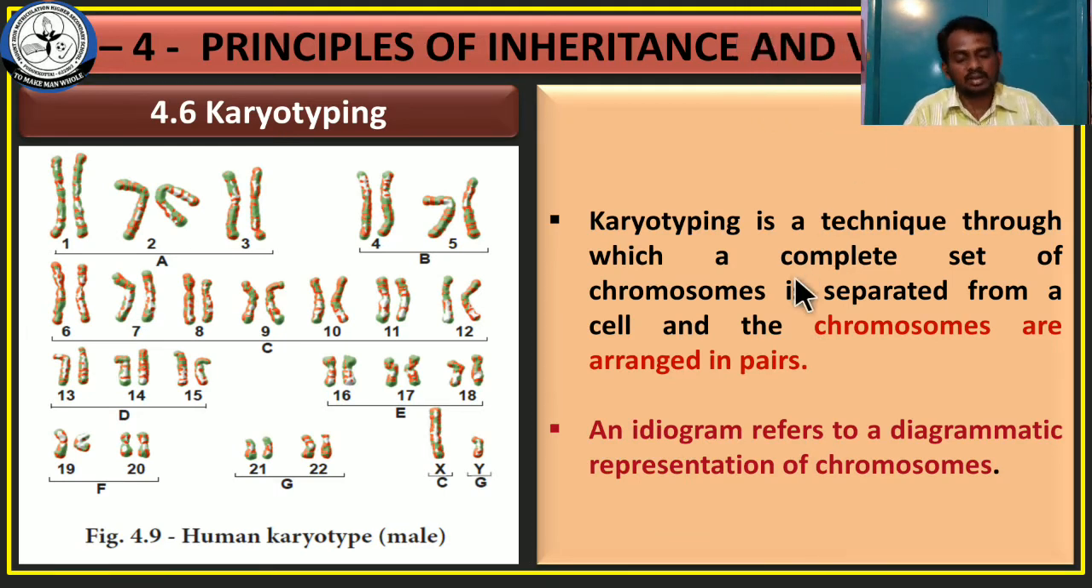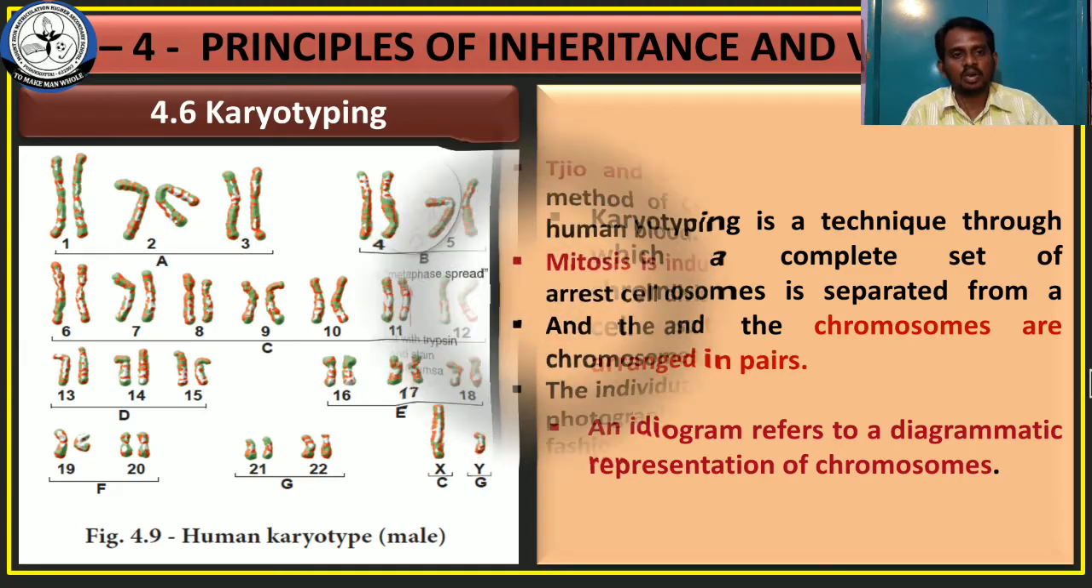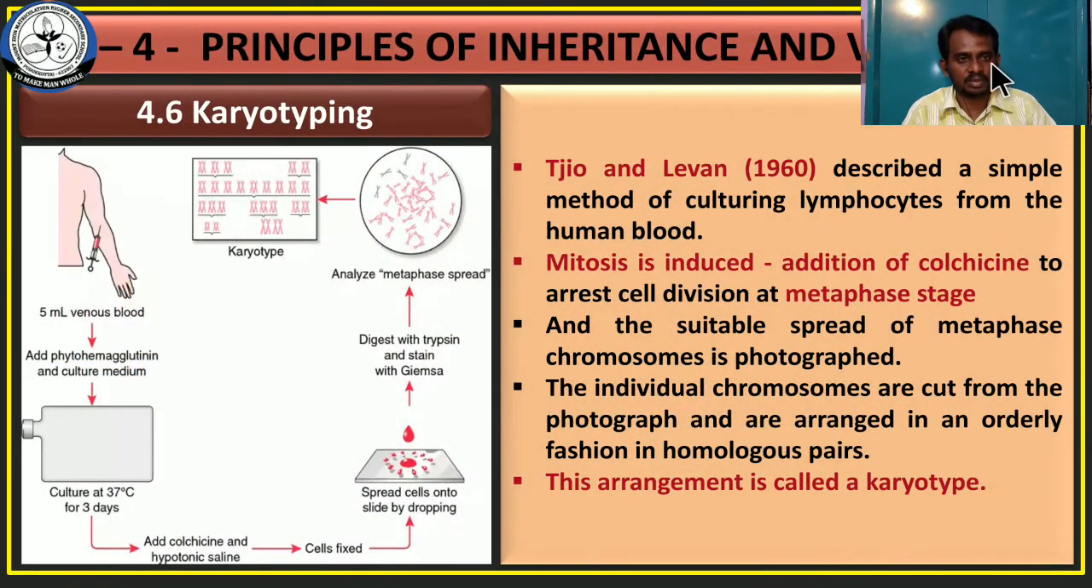And what is the term we are using for karyotyping? Ideogram or karyogram, which is nothing but a diagrammatic presentation of the chromosomes. What word are we using? Ideogram or karyogram. That means a diagrammatic presentation of chromosomes. Okay, so what are the steps involved in the karyotyping process?